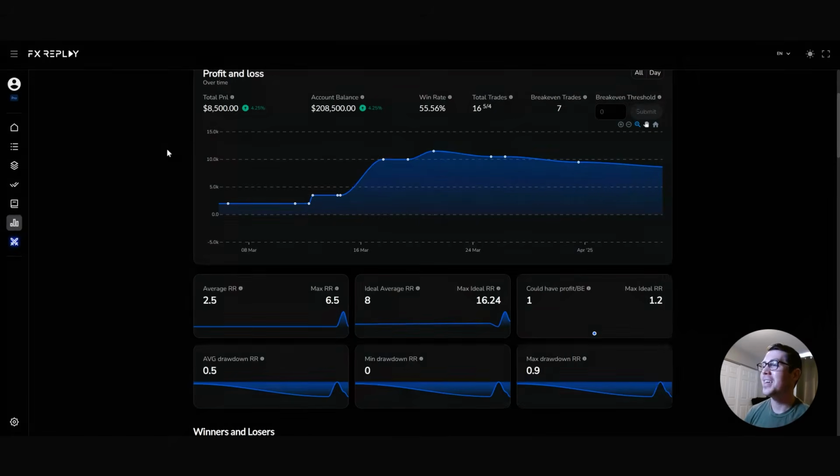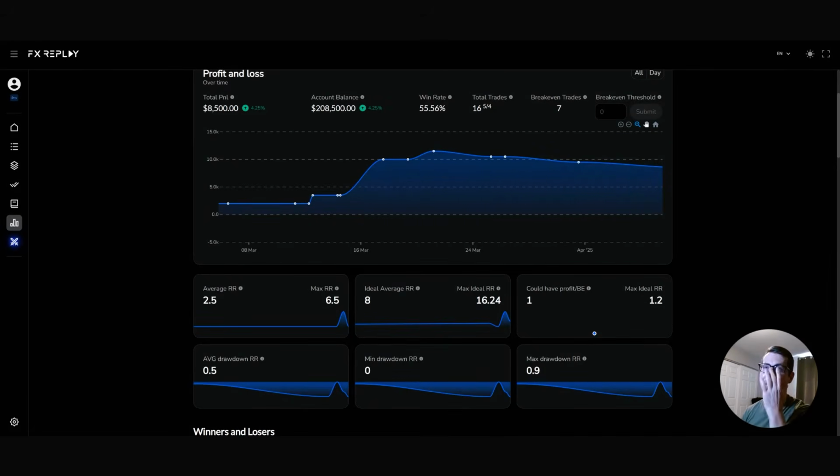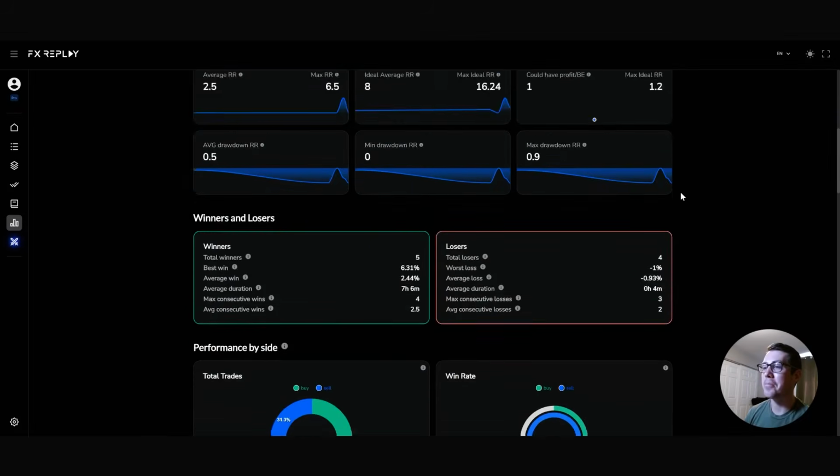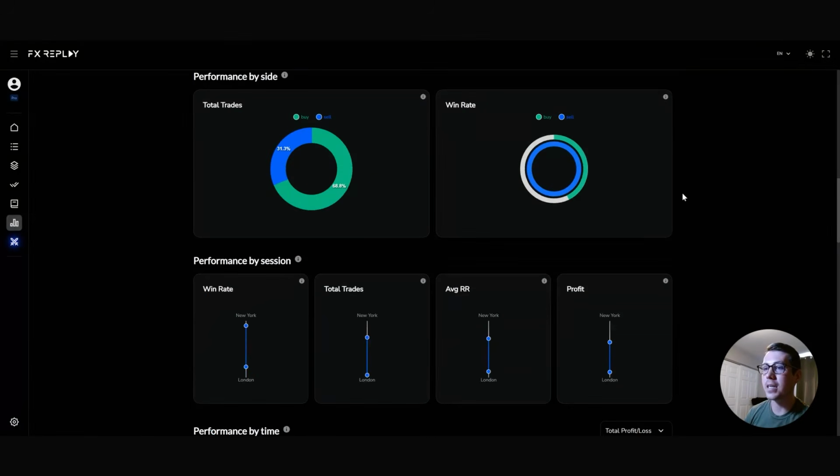I do think he's actually shared quite some proof that he is a profitable trader. So I would expect this is a profitable model. It does seem so from my initial testing.